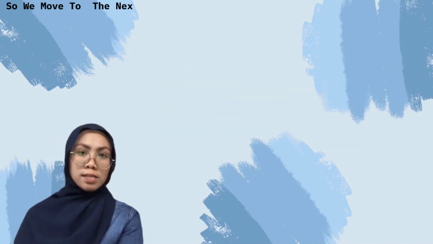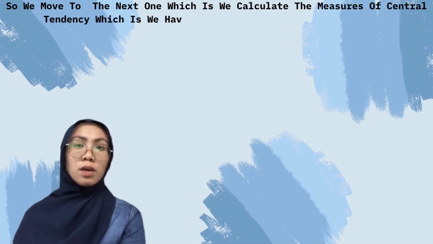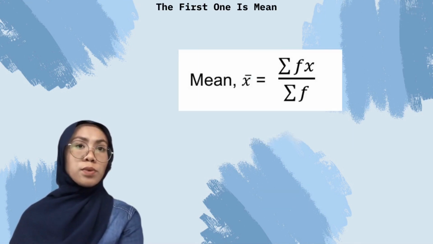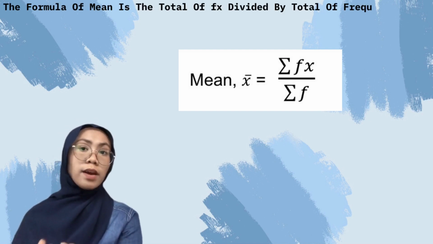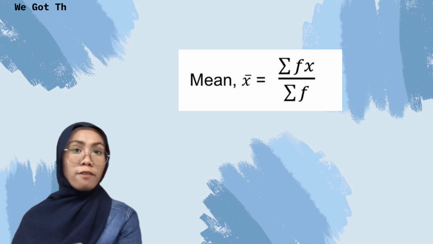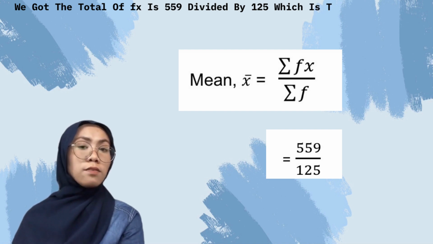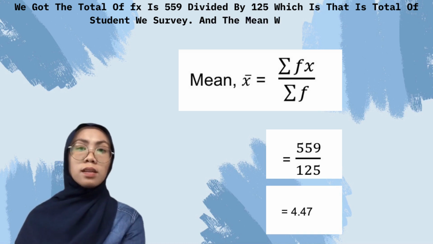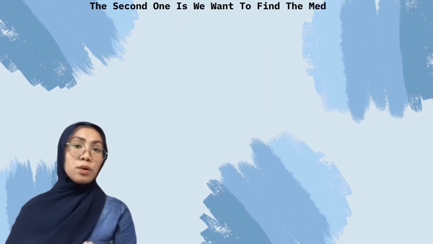So we move to the next one, which is we calculate the measures of central tendency, which is we have to find the mean, median, and mode. The first one is mean. The formula of mean is the total of fx divided by the total of frequency, which is the total of students, and we got the total of fx is 559. We divided by 125, which is the total students we surveyed, and the final mean we got is 4.47.